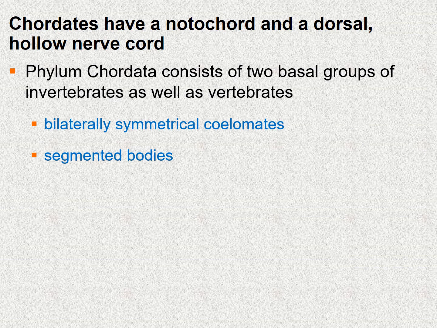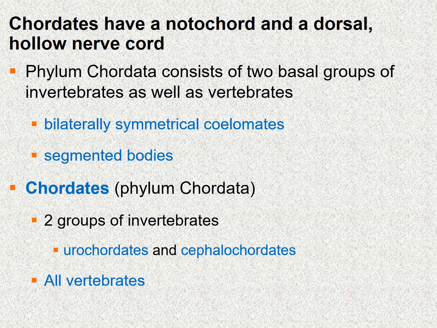Now, this phylum includes animals that are all bilaterally symmetrical. They are also coelomate, so they have a true body cavity, and they all have segmented bodies. The chordates, again, phylum Chordata, include the two groups of invertebrates, or the basal groups, the urochordata and the cephalochordata, and then it also includes all of the vertebrates. But again, the urochordata and the cephalochordata are not vertebrates because they have no vertebrae.